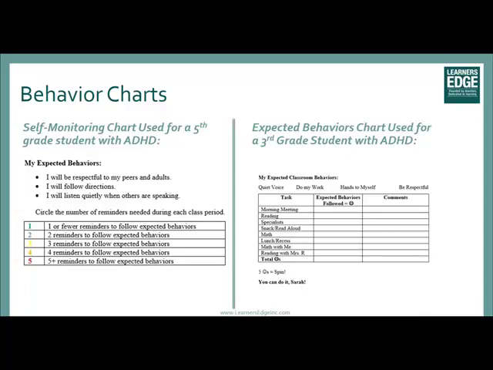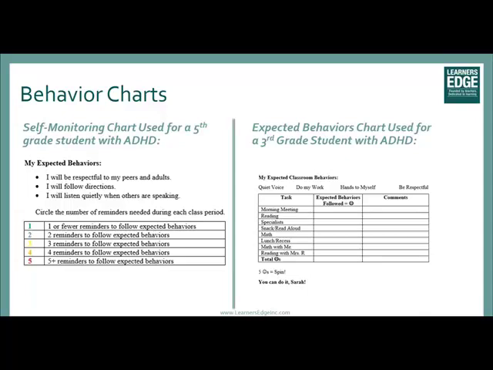The student on the right, or the chart on the right, was for a third grade student with ADHD, and she needed more accountability, and she didn't mind carrying a chart around. You can see the tasks. She had it with her during all of her tasks. The expected behaviors are on top: quiet voice, do my work, keep my hands to myself, and be respectful. So she also needed some motivation and incentive.